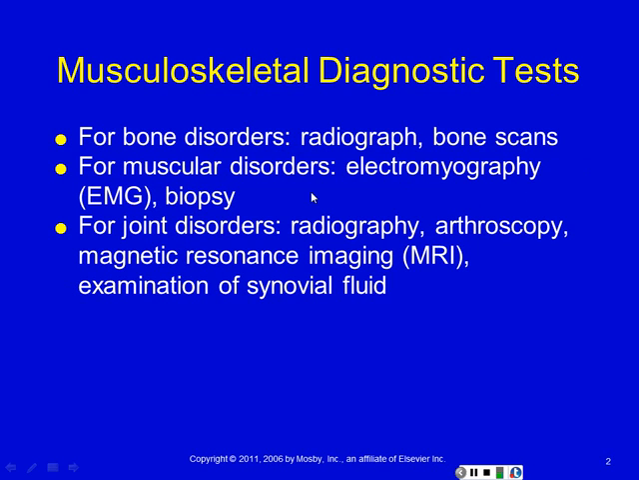For muscular disorders, there's a fancy test called an EMG, an electromyography. This is where some electrodes are actually inserted into the muscle, and the electrical activity is followed. It's a way to determine if the problem with the muscle is a nerve problem or a muscle problem. If the EMG is normal, but that muscle isn't behaving properly, then probably it's a nerve problem and not a muscle problem. So it's a way of discriminating those two things.